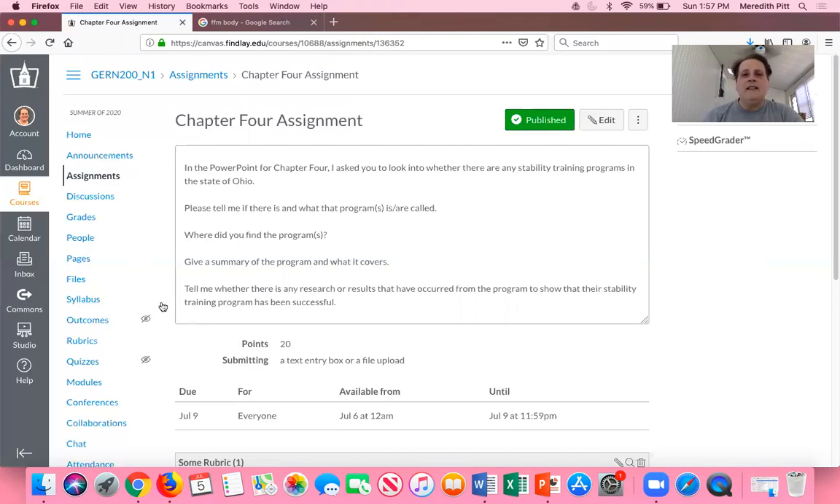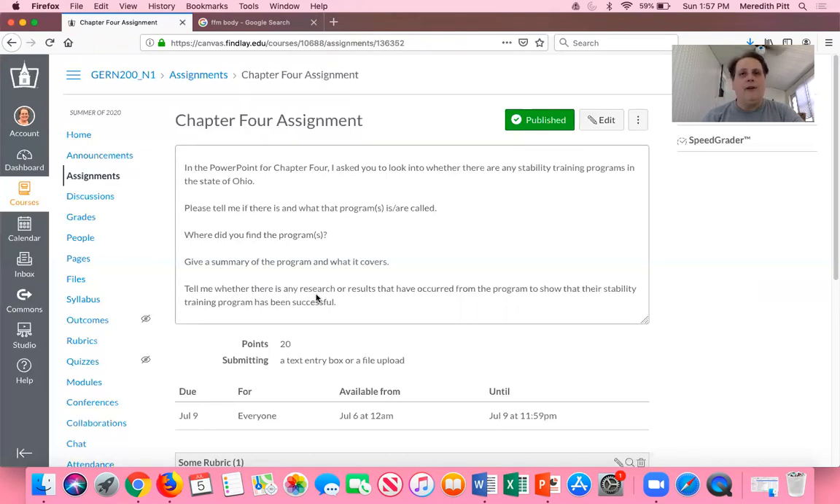So this is the exercise, the assignment that you have for chapter 4. So what are the programs called? Where did you find the program? So what website or where are they located? And then tell me what the program is and what it's all about. And then tell me if they link to any research that shows that type of stability program has proven beneficial and what the results have been, okay?